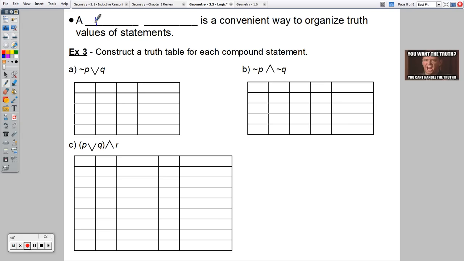And finally, a truth table is a convenient way to organize truth values of statements. So we got Jack Nicholson here saying that you want the truth, you can't handle the truth. 1992, A Few Good Men, old movie.